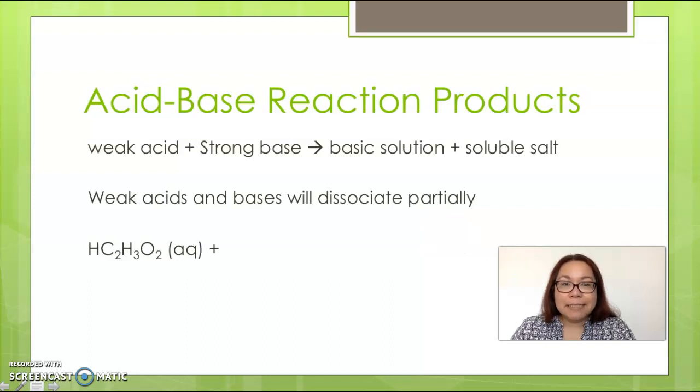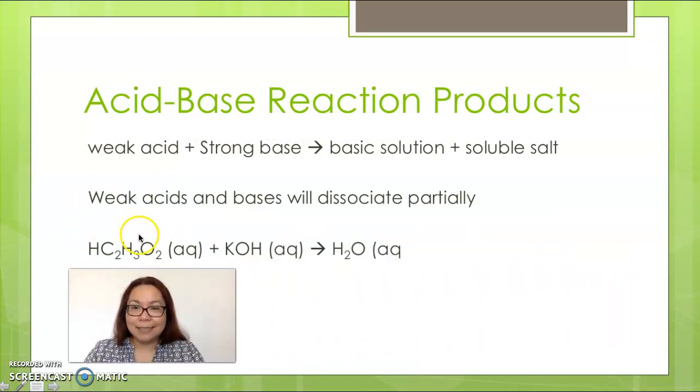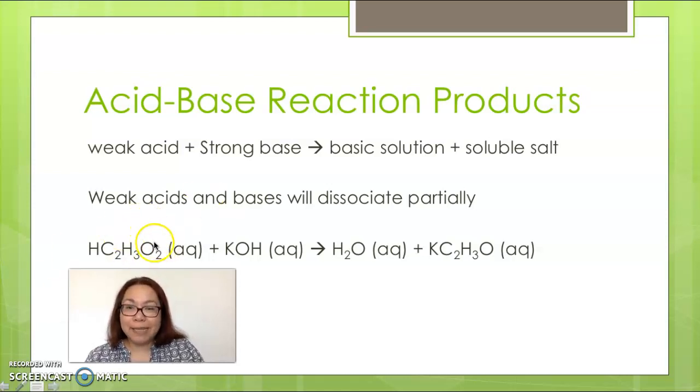For example, this compound here is acetic acid. And that is a weak acid. And if you guys remember what acetic acid is, it's vinegar. When acetic acid, a weak acid, is mixed with a strong base like potassium hydroxide, what you would normally get is a lot more of these hydroxide ions being mixed in the solution. So it'll be a more basic solution.